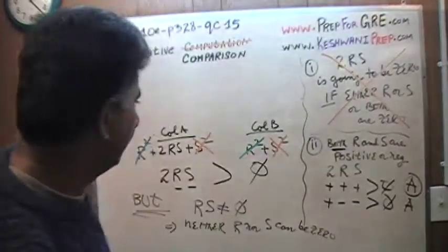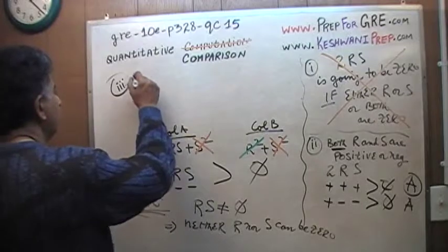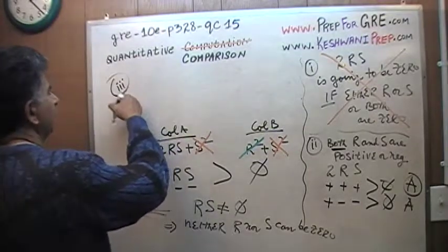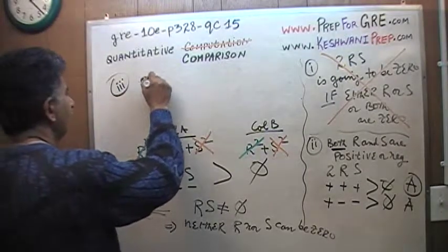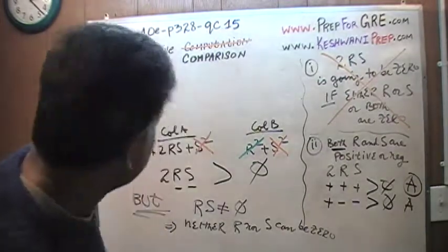So the third scenario would be one of them, either R or S.